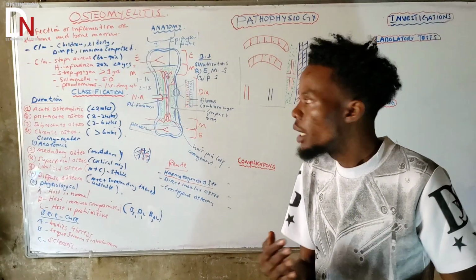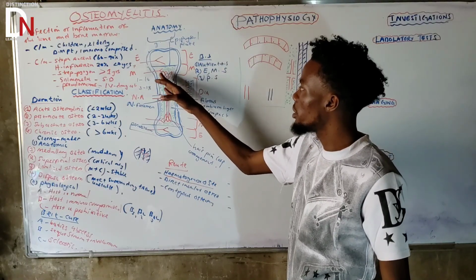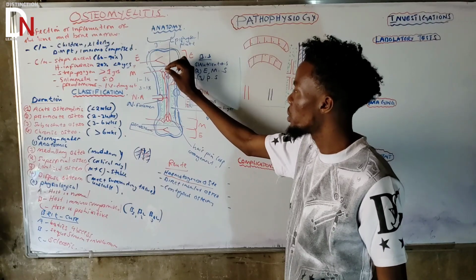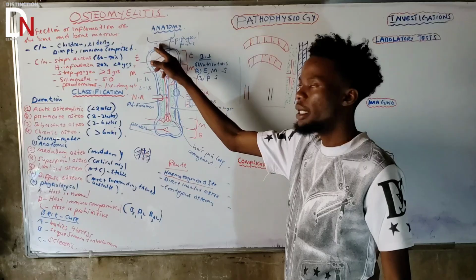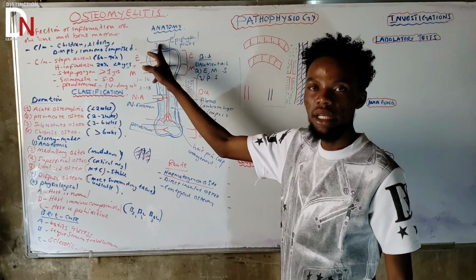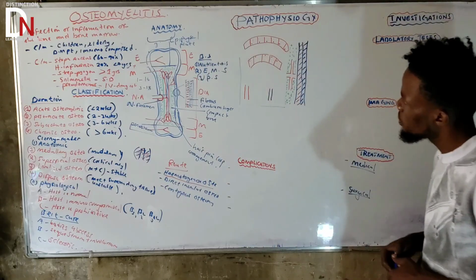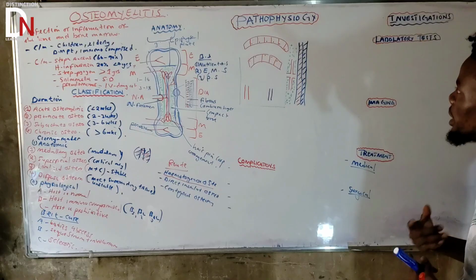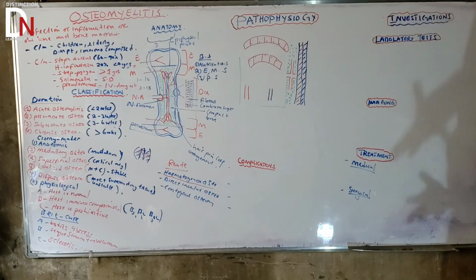If it disappears, then there will be communication of the metaphyseal arteries and the epiphyseal arteries. They start communicating with one another, and the infection can now go into the epiphyseal region and enter the joint, causing septic arthritis, which we'll talk about in another video. Okay, now that we've talked about that, let's talk about the pathophysiology. Let's try to make sense of that.